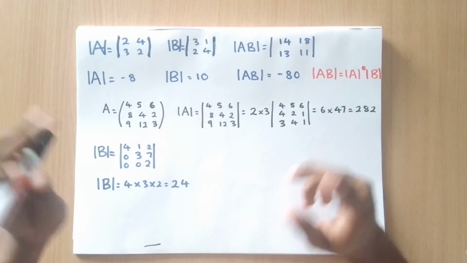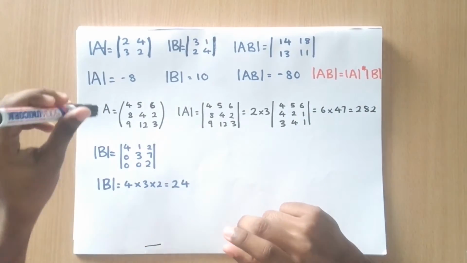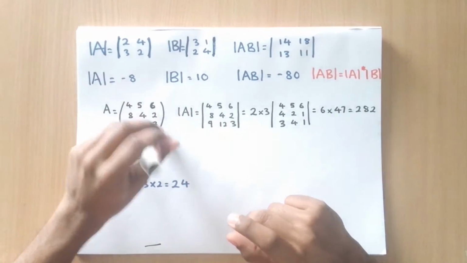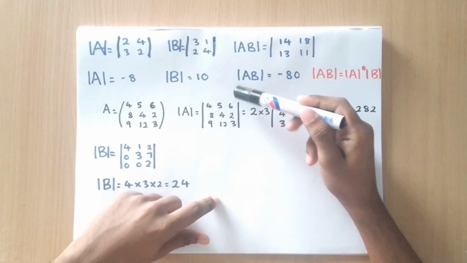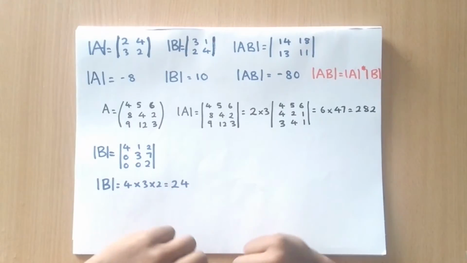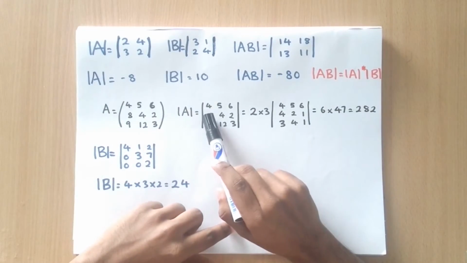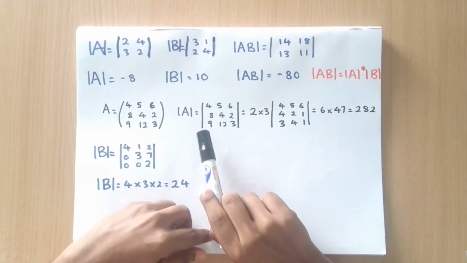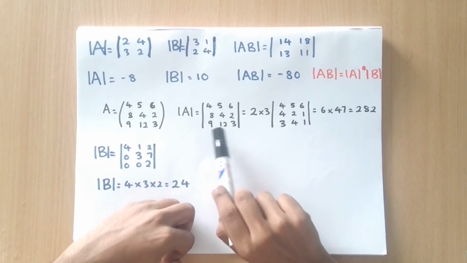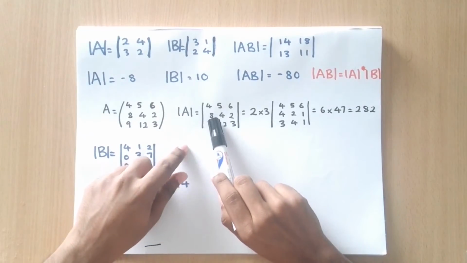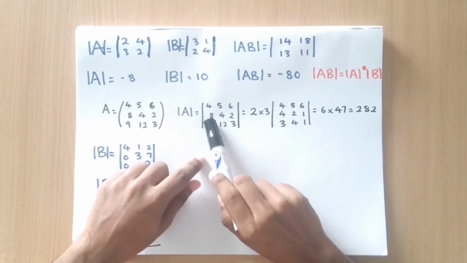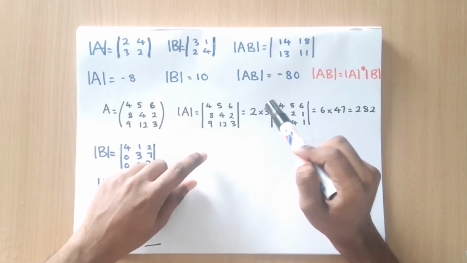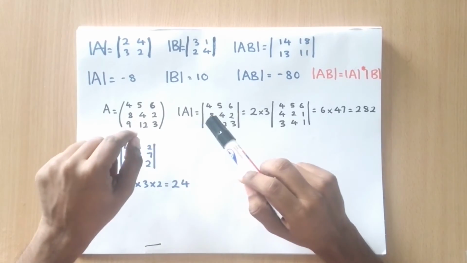Next, we come to a very common simplification. Let's take this matrix A, 4, 5, 6, 8, 4, 2, 9, 12, 3. So the determinant can be written in this form. If you see closely, in the second row, 2 is a common factor, and in the third row, 3 is a common factor. So in a determinant, if there is a common factor in any row or any column, we can simplify by taking that common factor out of the determinant.